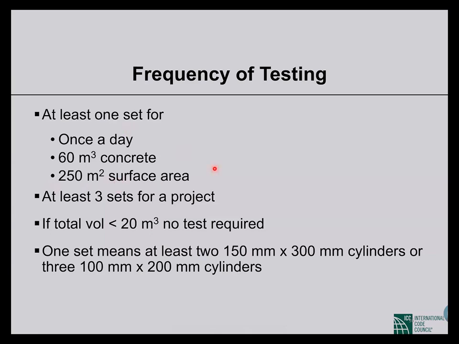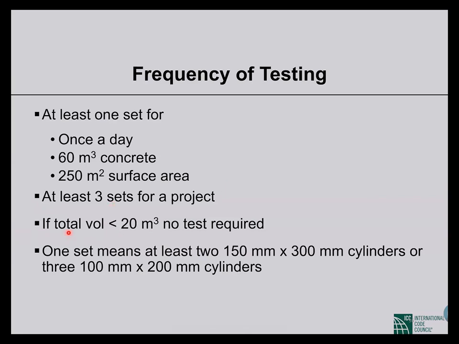Suppose you were constructing a very small building. In that case, you may not need to take 3 sets, you may need only 2 sets, but you cannot do that. In a project, you have to take at least 3 sets of cylinders. In Bangladesh, you'll find many small projects that don't take cylinders at all. But according to the code, you must take at least three sets of cylinders.